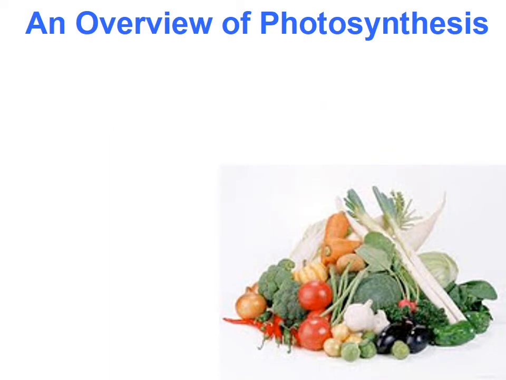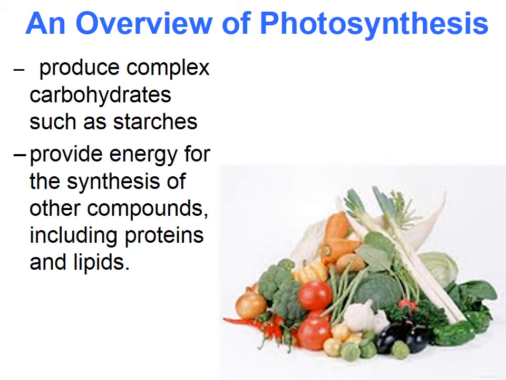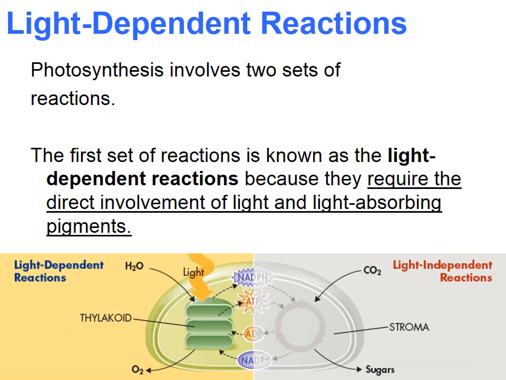So in photosynthesis, carbohydrates such as starches are produced, and then energy is provided to make other compounds like proteins and lipids. So from the carbohydrates, your body uses the carbohydrates to make the proteins and lipids. So photosynthesis involves 2 big parts: the light-dependent reactions, meaning that light has to be present for it to work, and then the light-independent reactions.